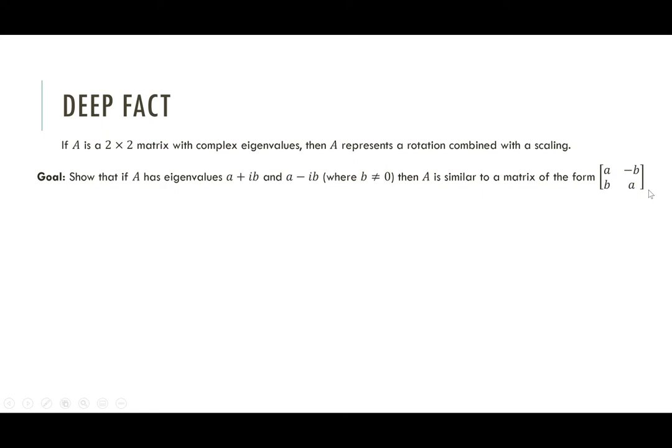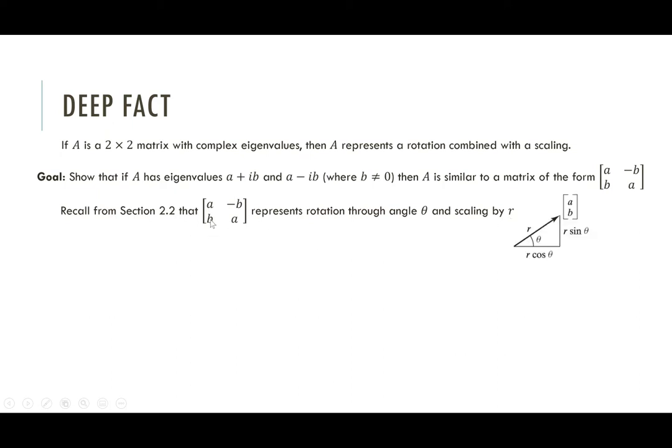And you might be thinking, what? How is this what we're trying to get? Well, if you recall back from section 2.2, which I agree seems like a lifetime ago, in that section the book discusses the fact that any matrix of this form, [[a, -b], [b, a]], actually represents rotation through an angle theta and a scaling by a factor of r, where r and theta come from a and b. If you have the vector (a, b), then r is the length of that vector, and theta is how much that vector is rotated off the x-axis.